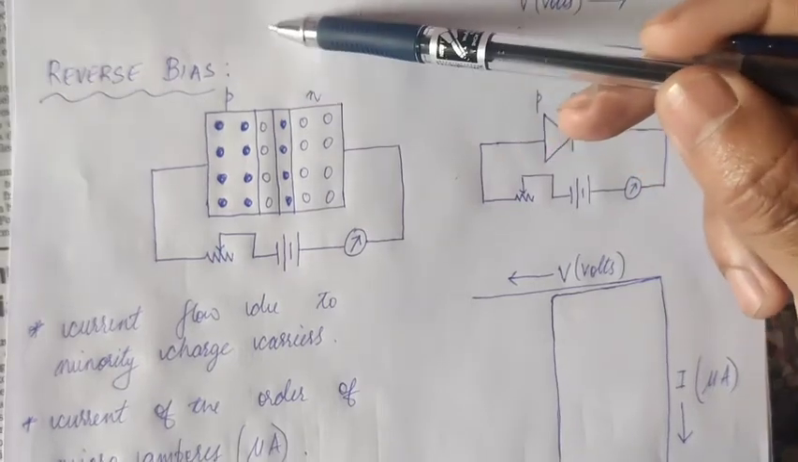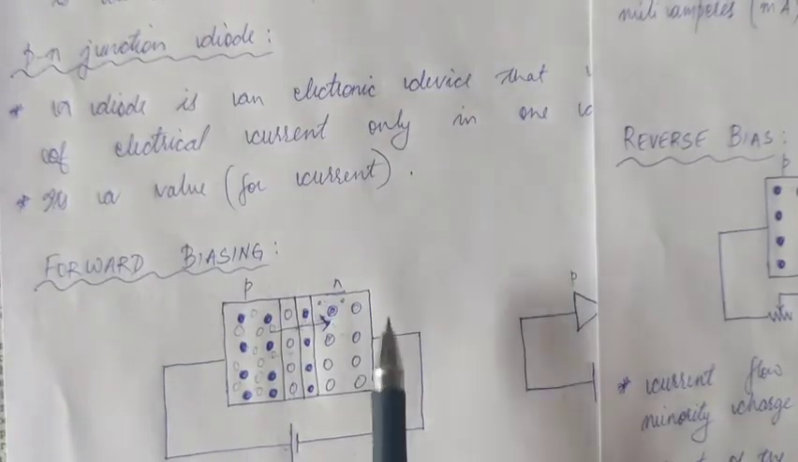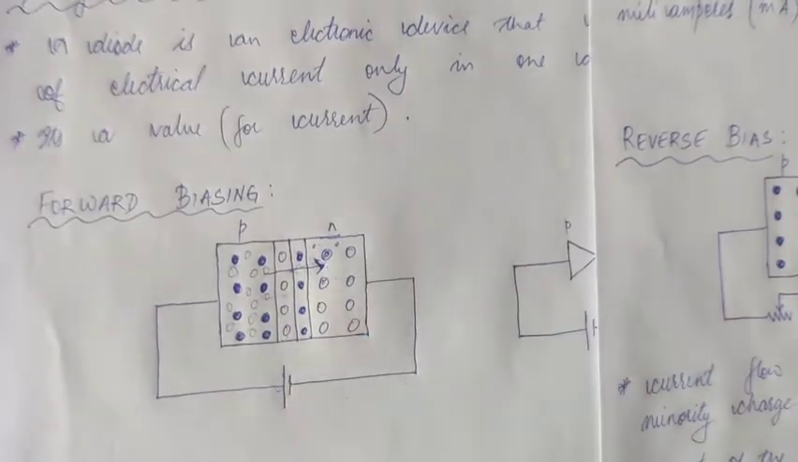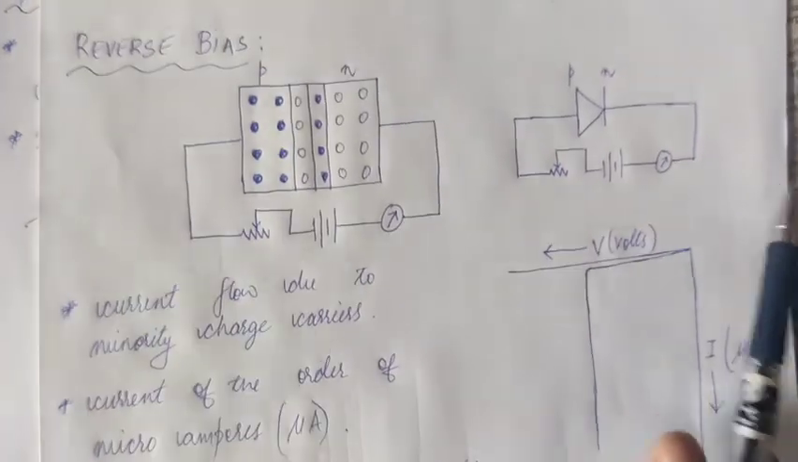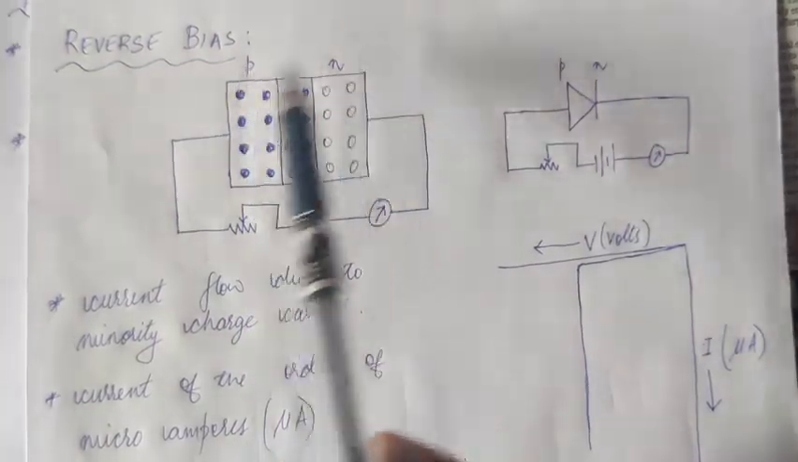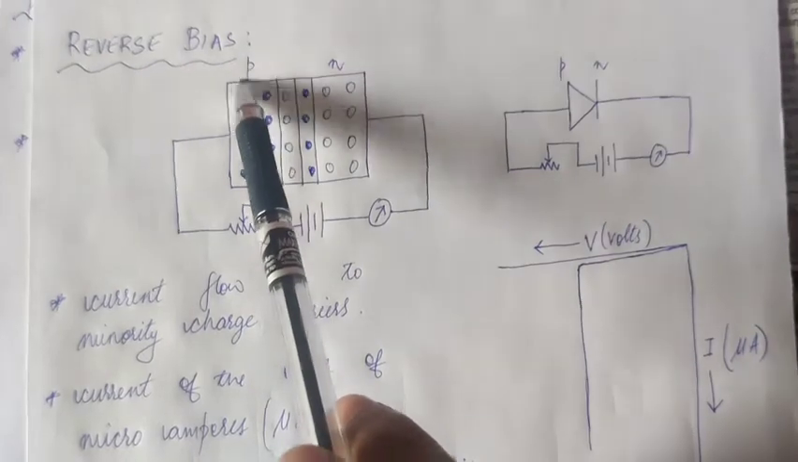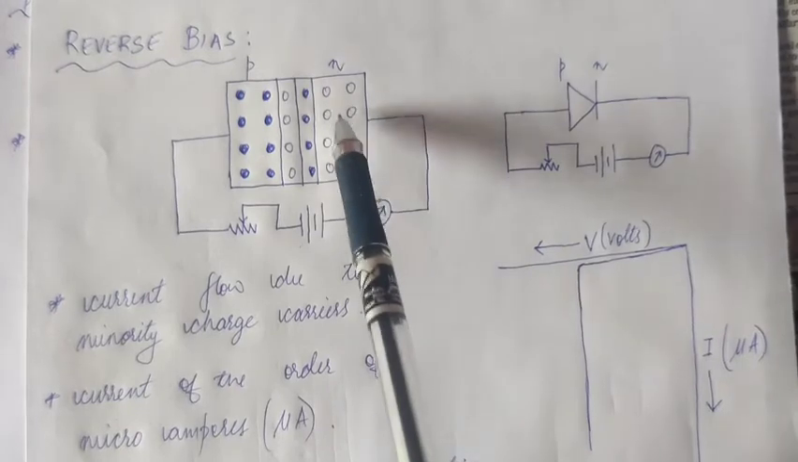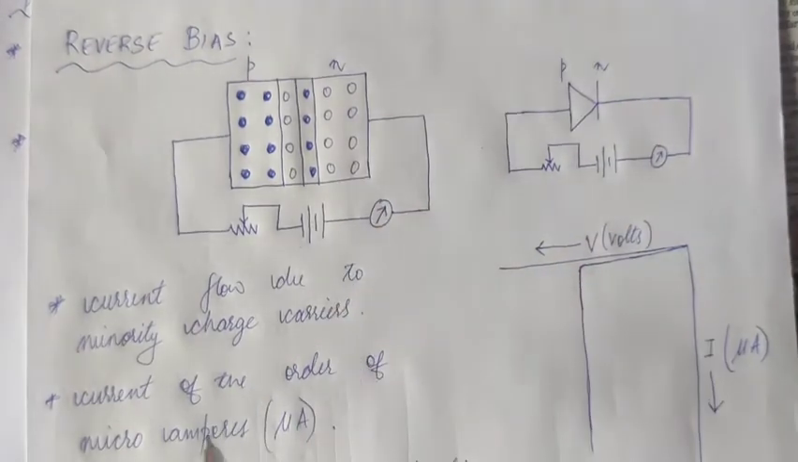Now in reverse bias, let us again look at what forward bias is. In forward biasing, the p type is connected to the positive terminal, n type connected to the negative terminal. In reverse biasing, of course, since it's the reverse of forward, it is the opposite of forward. So the P type is now connected to the negative terminal, as you can see, and the N type is connected to the positive terminal.